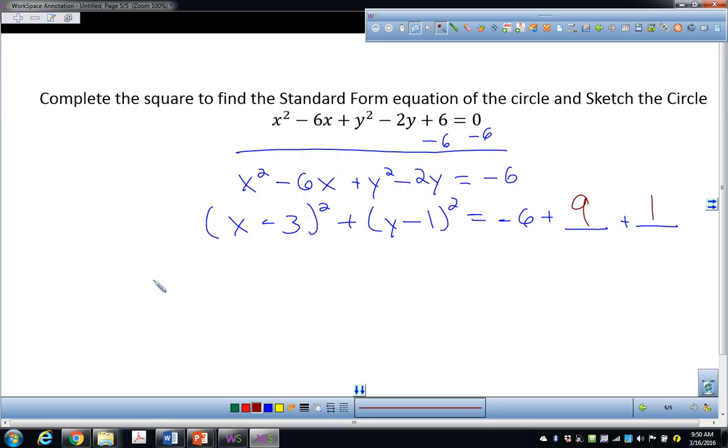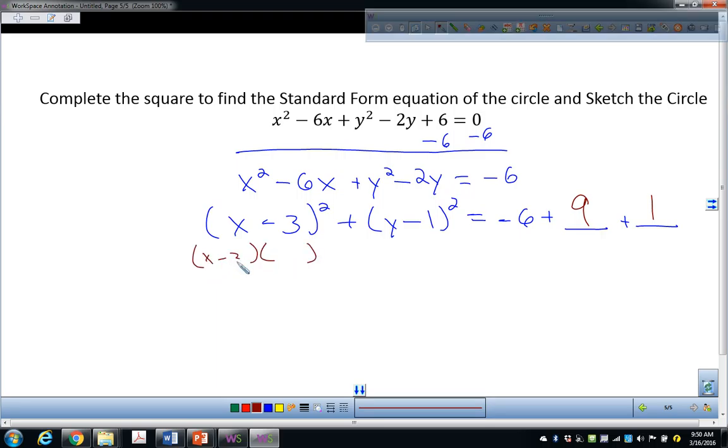I thought you guys did. Because if I FOIL this out on this left side, if I FOIL x minus 3 times x minus 3, I get x squared minus 6x plus 9, which is the same as x squared minus 6x, except I have a 9 there too, right? So in order to keep my equation from being heavy on the left side, I need to bring a 9 over here to make it balanced, right? Okay, you understand?